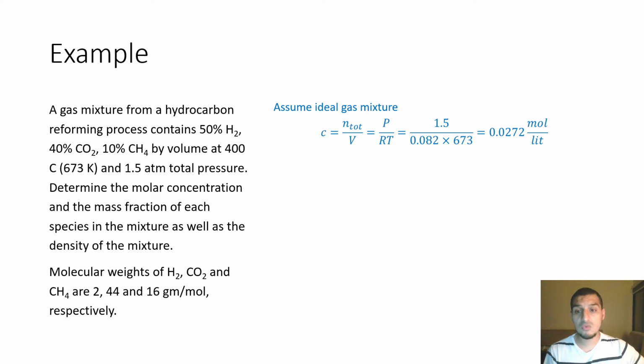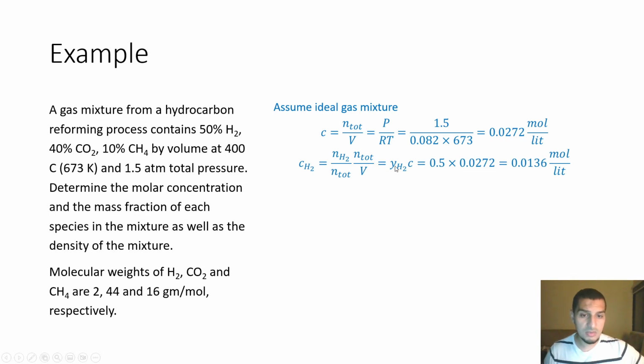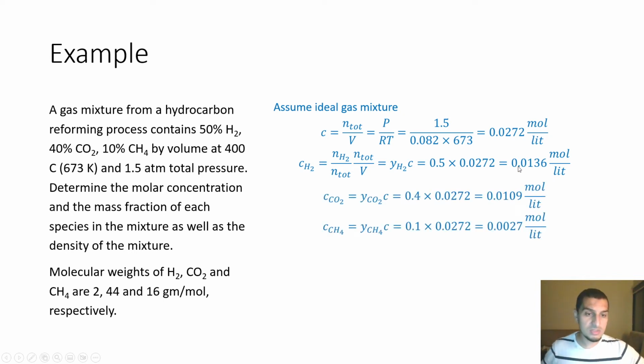I want to get the molar concentration of each one of them. So it's going to be Y multiplied by C. So this is going to be Y hydrogen multiplied by the total concentration. In this case, this is hydrogen, the same for carbon dioxide, and the same for methane. So these are the three. And of course, the summation of these three must be equal to this value here. So it's one way to check on the numbers.